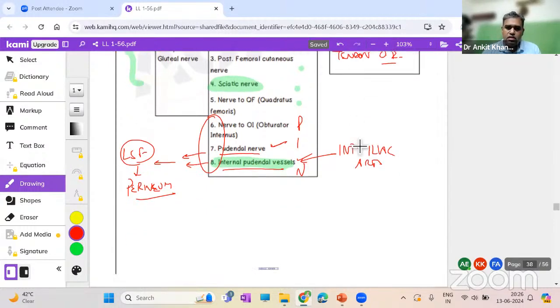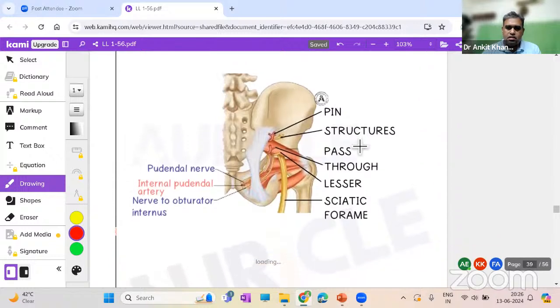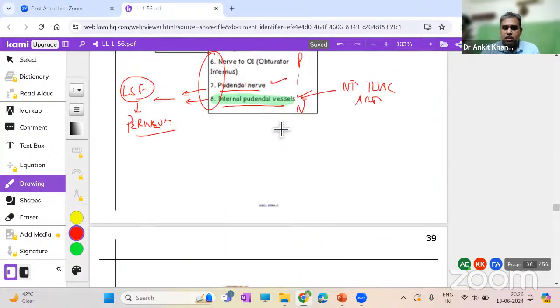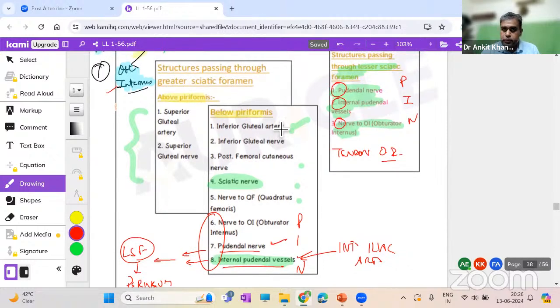You see the images, you'll get a good idea of it. This is the posterior view. You can see the PIN structures, how they pass through the lesser sciatic foramen, and this huge muscle over here will be P for piriformis. So remember the PIN structures. This is a very favorite question, and PIN structures do come in the exam.